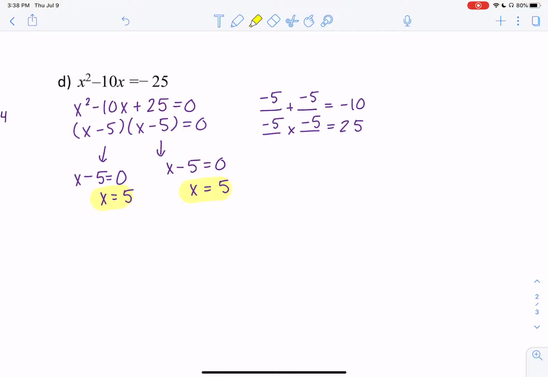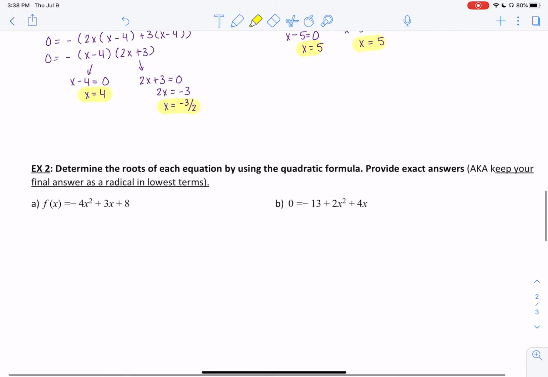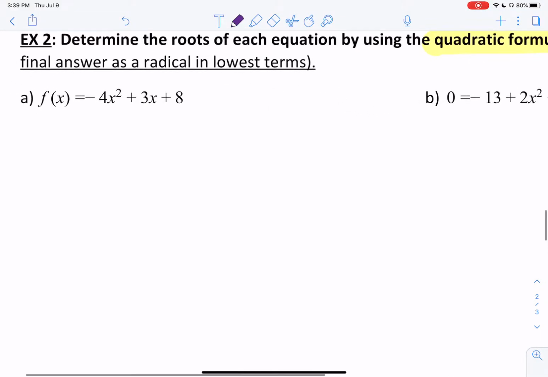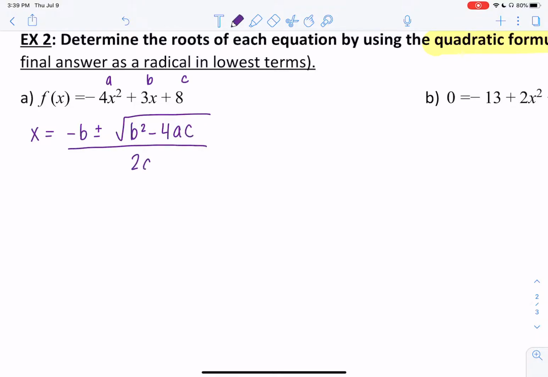So now the other option is to determine the roots by using the quadratic formula. When we use the quadratic formula, it's important that we provide exact answers. In other words, not a decimal; keep all your root signs. The first thing we do is identify our a, b, and c, and then put them into our quadratic formula: x equals negative b plus or minus the square root of b squared minus 4ac all over 2a.